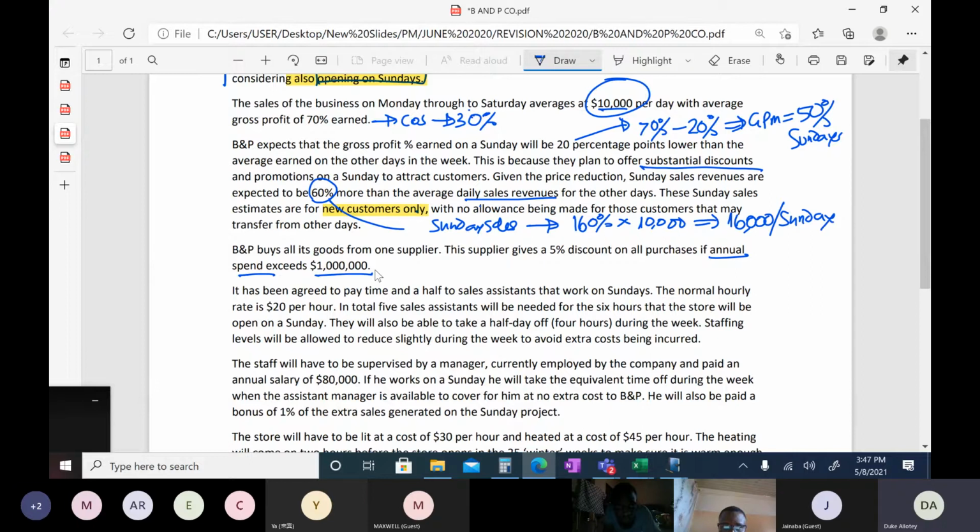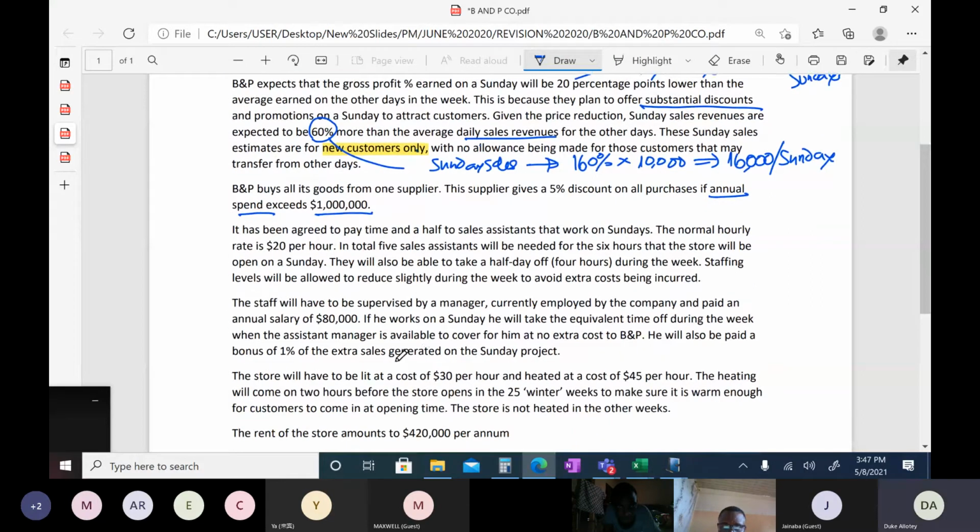Now, it has been agreed to pay time and a half to sales assistants to work on Sundays, meaning that aside their normal rate, they will be given 50% more to work on Sundays as an incentive. Normal hourly rate is $20 an hour. So it means that Sunday rate will be 1.5 or 150% times 20. And of course, that's going to be 30 an hour.